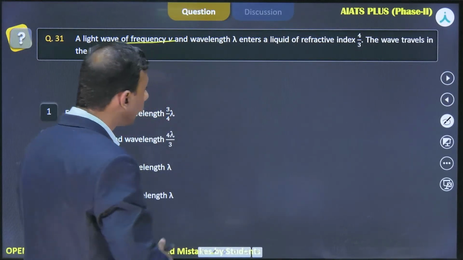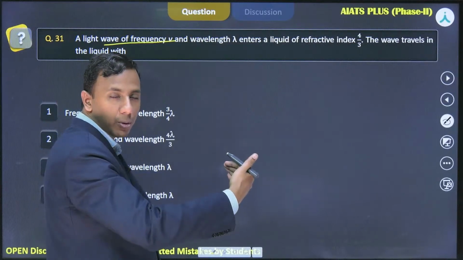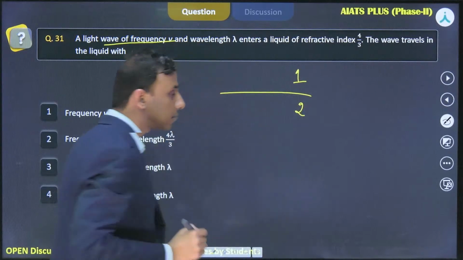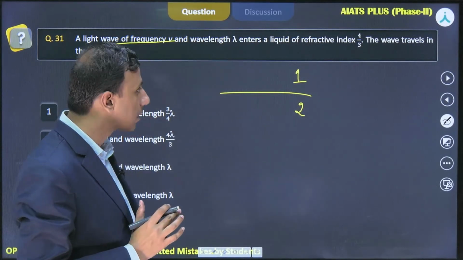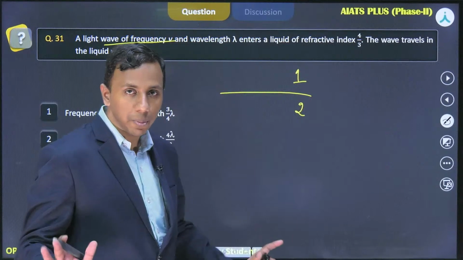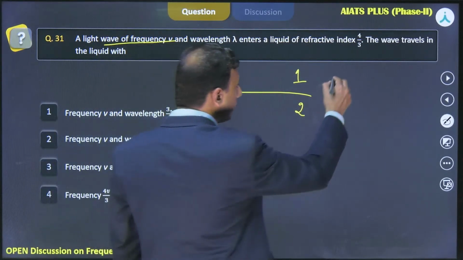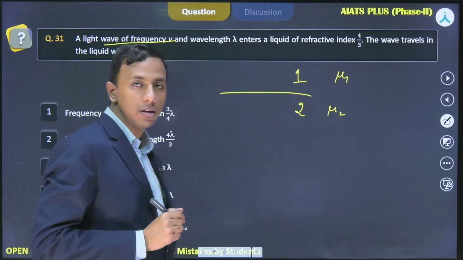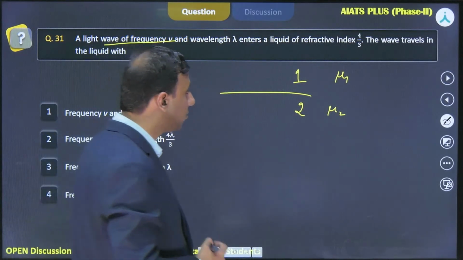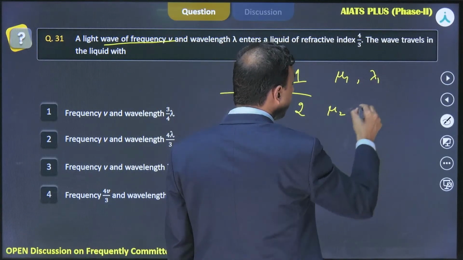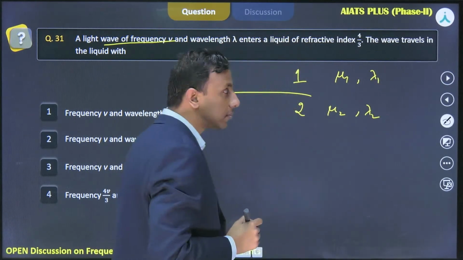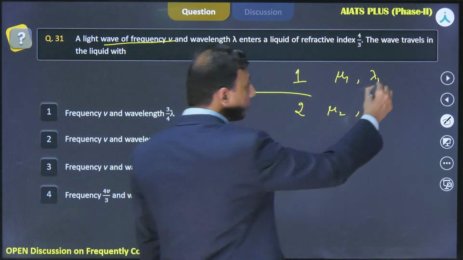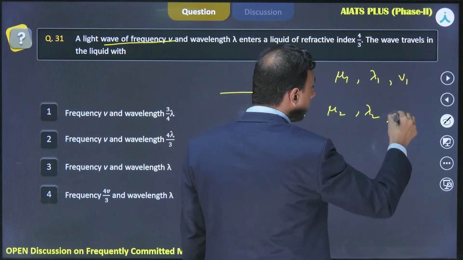And if you see over here, when light goes from one medium to another, let's say this is medium 1, medium 2. So what changes? Obviously, refractive index would be different, right? So let's say here refractive index is mu1, here it is mu2. Then what about wavelength? Yes, wavelength will be different. So here it is lambda 1 and here it is lambda 2. And what about speed of light? Yes, speed of light will also be different. Speed of light is v1, here it is v2.